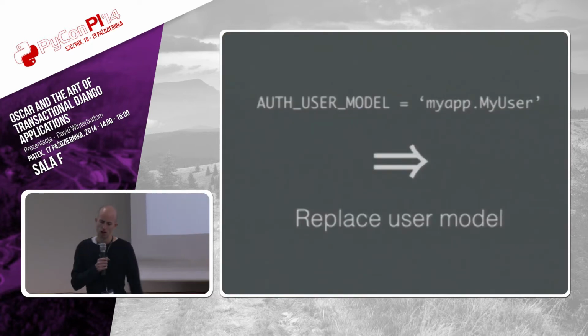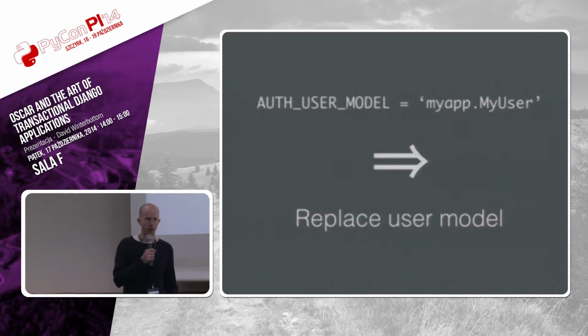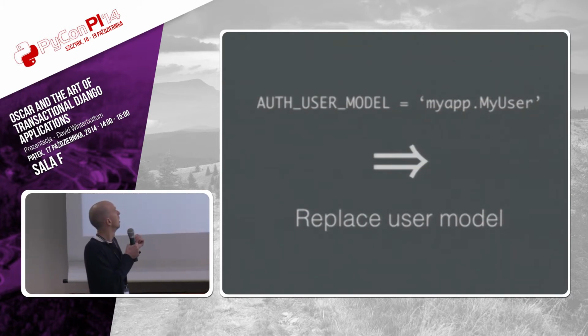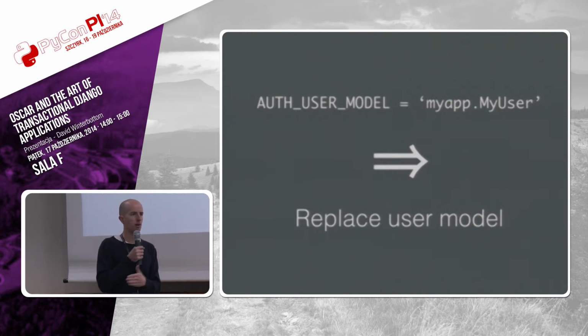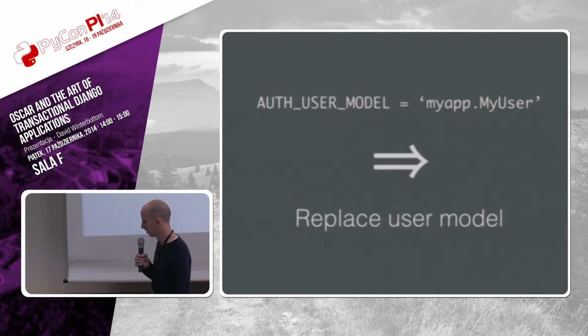So Django 1.5 introduced this idea of swappable user models, where you could have a setting, AUTH_USER_MODEL, which is an app label and a class name, and Django would dynamically pick up that model when it was trying to do stuff with a user. And Oscar's taken this idea and run with it a long way.